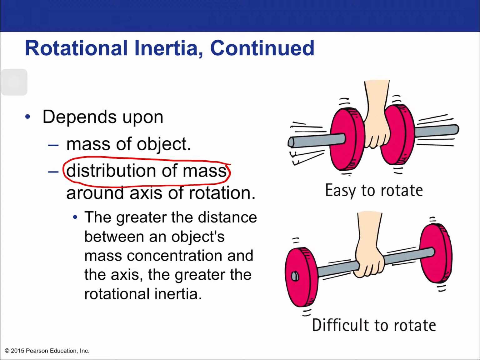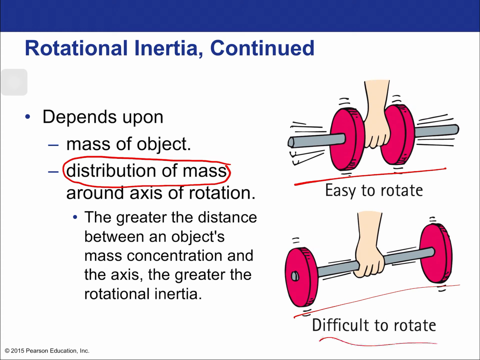It is easy to rotate this arrangement of weights and supporting beam as opposed to this orientation or distribution of weights and supporting beam. Why is it more difficult to rotate the second case? Because the weights are further away. Having them further away means that the moment of inertia of the overall object, beam plus two weights, is greater, despite the actual number of kilograms remaining constant. So that's the idea of rotational inertia.